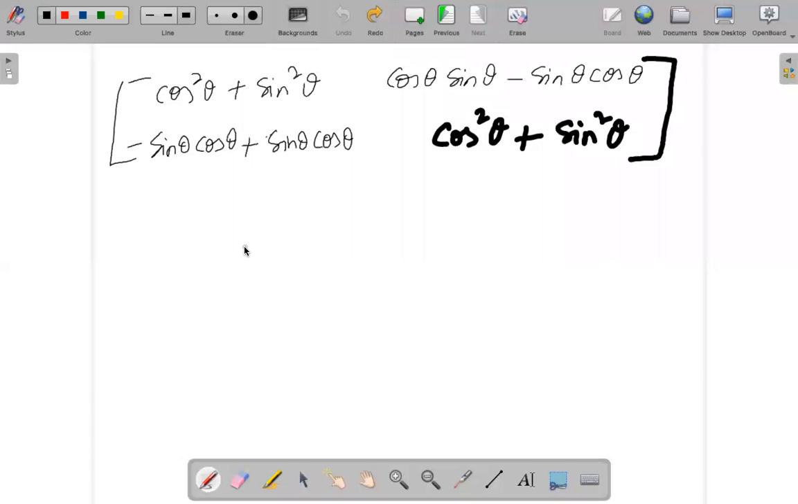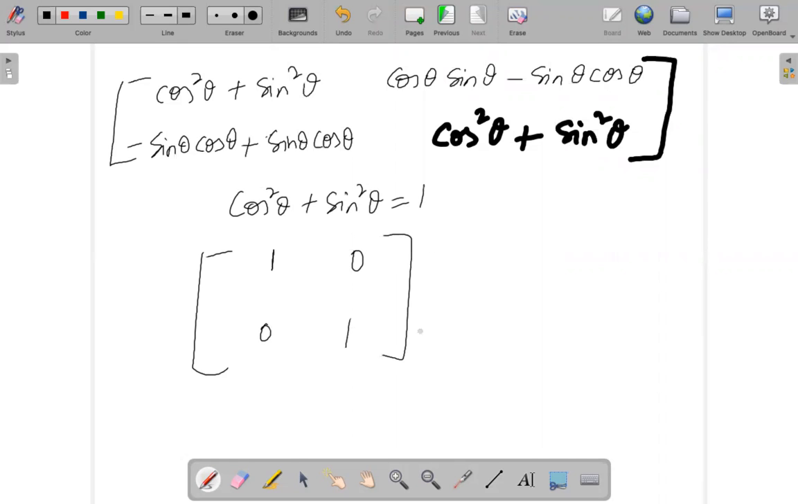So we know that cos square theta plus sine square theta is equal to 1. So let us put that. So this would be 1, and this cancels out to 0, and this is 0, and this is 1. So that is the final result.